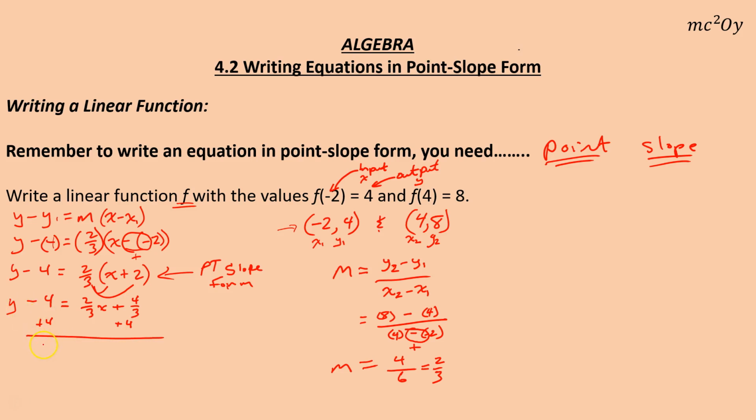So we end up with y is equal to 2/3 x. And then 4 in terms of thirds, if you think of that, 4 times 3 is 12. So we could write 4 as 12/3. And that gives us 4/3 and 12/3 rather than 4/3 plus 4. So 4/3 and 12/3 is 16/3. Okay, that's slope-intercept form.